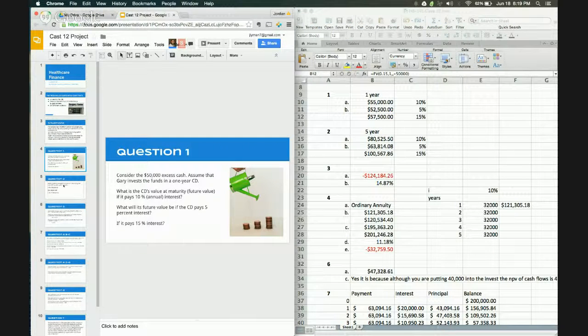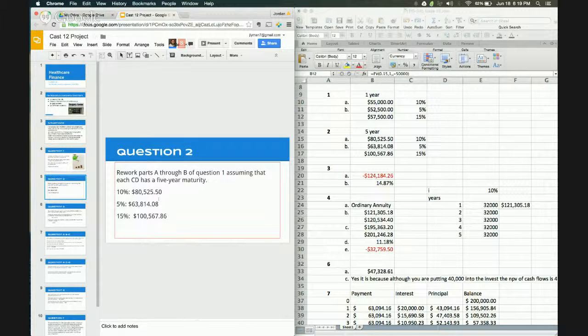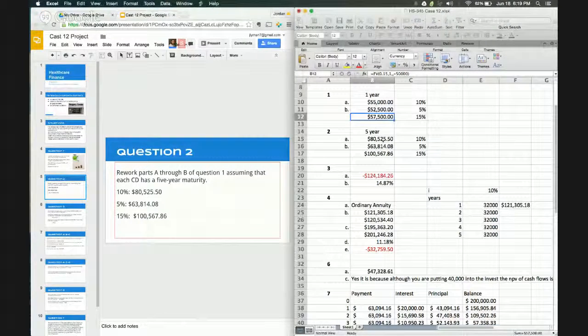Now on to question 2, which is very similar to question 1. We're just going to rework it. The only difference is the time period. Instead of 1 year, it's going to be 5 years. So now over in Excel, you're going to use the same function, the future value. You're still using the 10% on the first part. The only thing that's changed, like I mentioned, is the number of periods will be 5 because we're leaving the money in there for 5 years now.